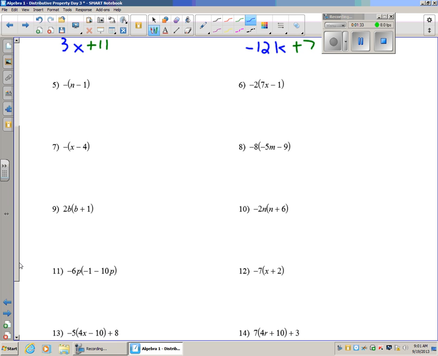Number 5, you have a negative 1 that's being distributed to 2 different things. First term is n, and the second term is negative 1. So negative 1 times n gives you negative n, and negative 1 times negative 1, that's positive 1.